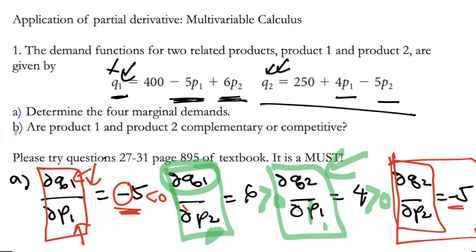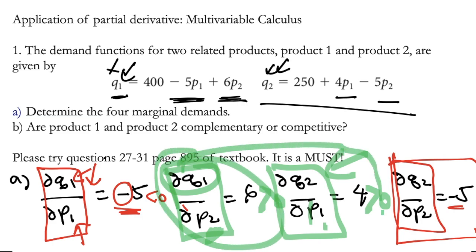Alright. So B, are product 1 and product 2 complementary or competitive? If you want to check whether product 1 and product 2 are complementary or competitive, which partial derivative should you refer to? You should refer to the green ones. There are two greens, and then you should check the results. The results for both greens show the derivative is positive.